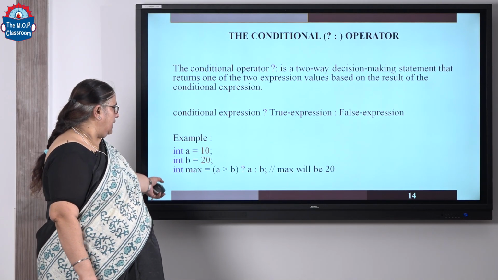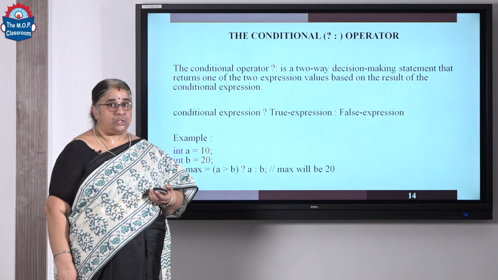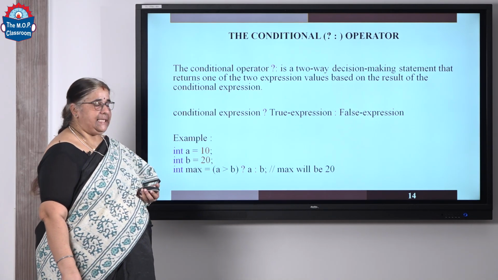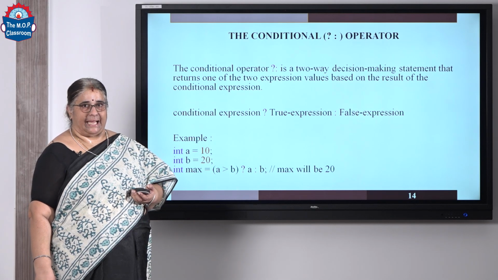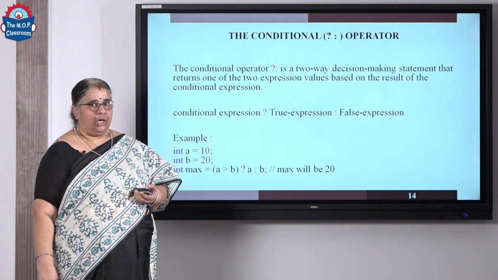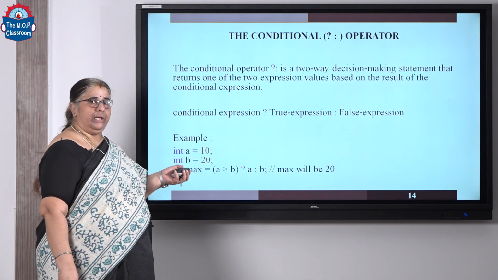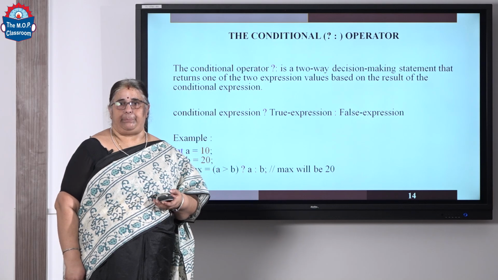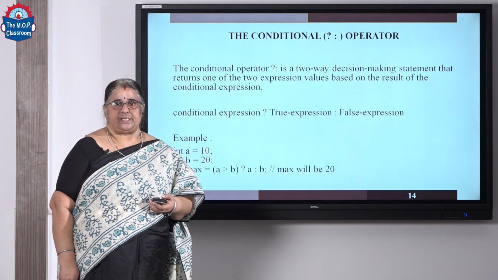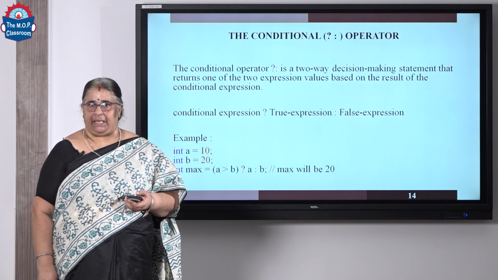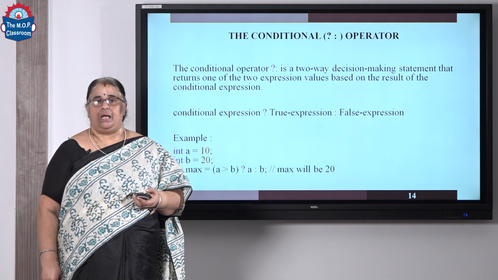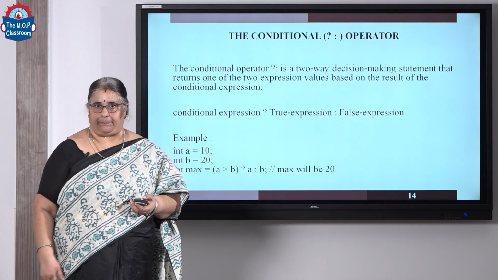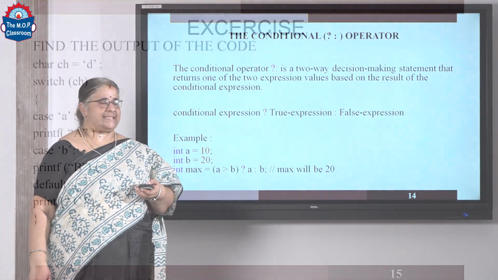So in this example, I am finding out which is the maximum of two values, A or B. So how will I write it? Int max is equal to open bracket A greater than B question mark A colon B semicolon. So whatever is the biggest value will be stored and I will print that subsequent value. So to sum up, we have seen the decision making and branching statements in the form of if, switch and conditional operators. Okay? We will just have a quick exercise.